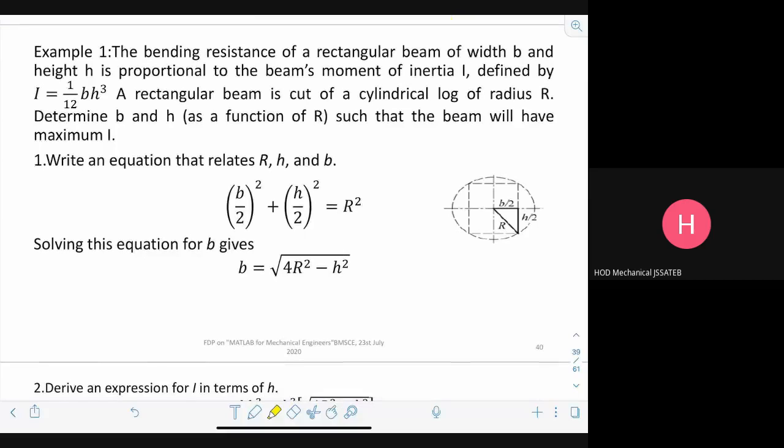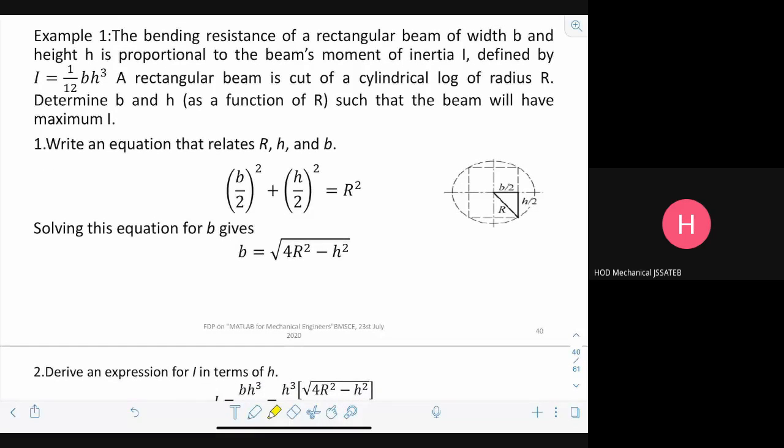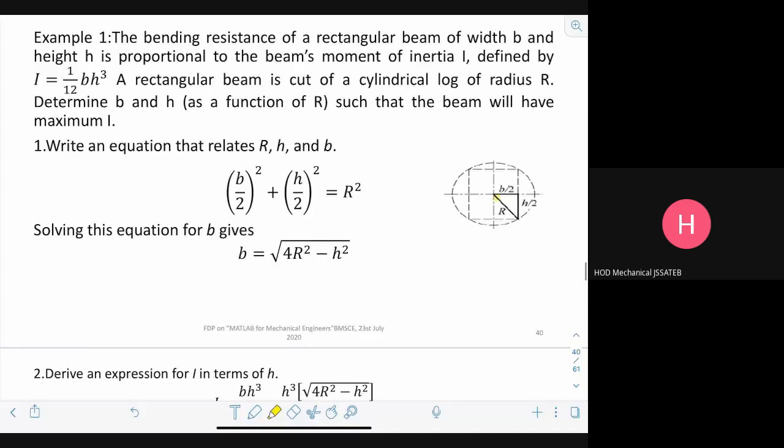Now, I've taken a very basic exercise here to look into the application of symbolic variables. The first one is the bending resistance of a rectangular beam of width b and height h, which is proportional to the beam's moment of inertia. That's fundamental from your SOM knowledge, defined by I equals bh cube by 12. Now, a rectangular beam is cut out of a cylindrical log of wood of radius capital R. Remember, the radius is capital R. Now, you need to determine b and h that will be cut such that the beam will have maximum moment of inertia. It's a very simple example.